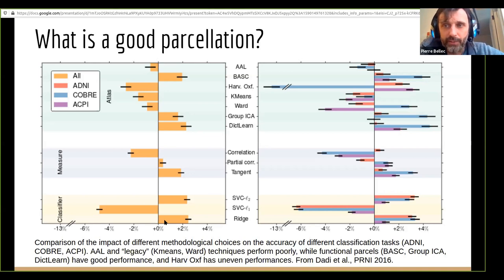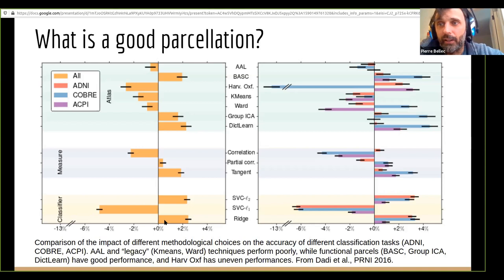What you can see here is that the structural atlases don't perform very well, like the Harvard Oxford Atlas is not great. K-means and Ward are those algorithms from the 70s I mentioned, and out of the box, they don't do well. I think with little effort, you can actually get them to state of the art, but this is more for maybe a publication in a couple of years, so I'm not going to expand too much on that. But if you look at the Basque algorithm, which is the one Sebastian used, it's actually pretty good. If you look at the group ICA and dictionary learning techniques, they're also in the same range. Actually, I believe the winner here is dictionary learning, but by a very small margin.